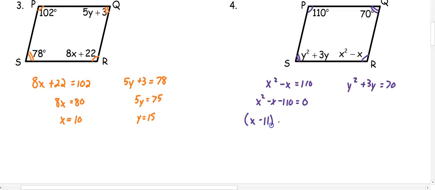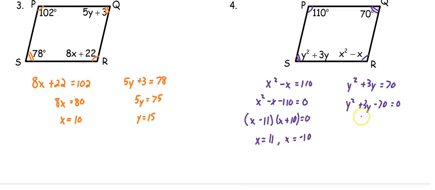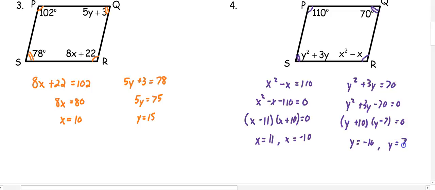So I get x minus 11 and x plus 10 equals 0. When I solve, I switch the sign, so x is 11 and x is -10. And in this case, both of those would work if I substitute them back in, so I'm going to keep both answers. In the second equation, I'm going to subtract 70 from both sides, so y squared plus 3y minus 70 equals 0. So I need two numbers that multiply to -70 and add to 3. So I would have y plus 10 and y minus 7 equals 0. When I switch the signs, I get y is -10 and y is 7.